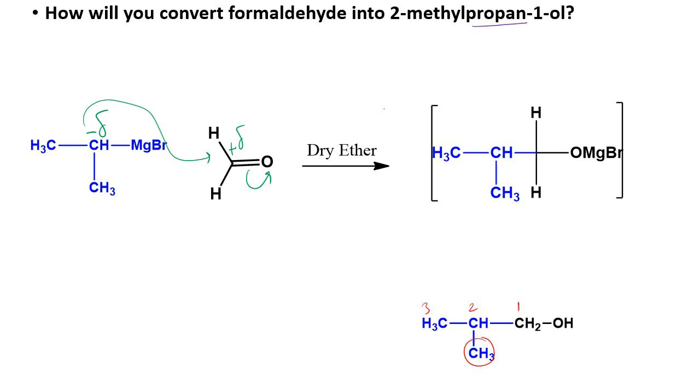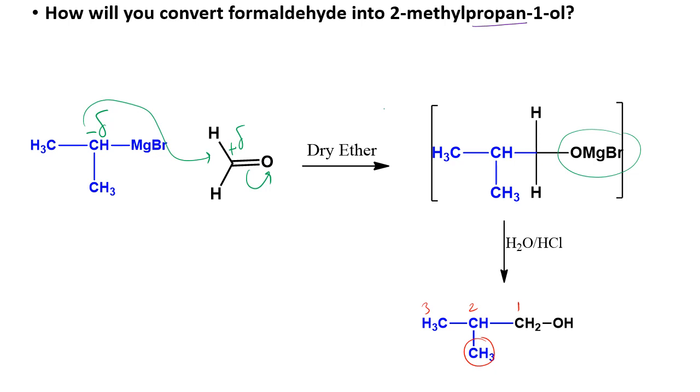And after completion of the addition product, you will decompose this to convert the OMgBr into OH by addition of water and HCl. So this can be a very straight and simple way of making primary alcohols.